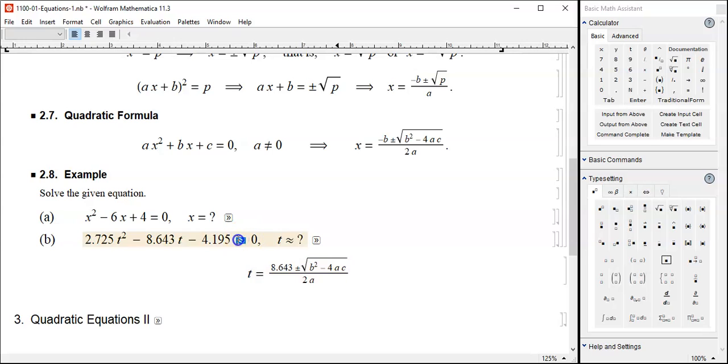Yeah, everything is approximate. We have decimals, so everything is approximate. So let's use this quadratic formula. Minus and another minus, so that became positive. And then this thing squared, all right? And 4 times, this is A, 2.725, okay. And then C is negative of that. Be careful about the sign.